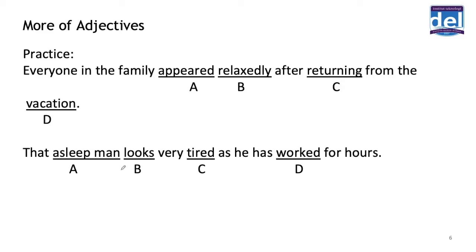Now it's time for practice. We must determine the wrong part. In the first one, the answer is B. You see here we've got appeared. Appeared is one of the linking verbs, right? And we agreed earlier that a linking verb should be followed by an adjective. While here we have an adverb. So this is wrong. It should be appeared relaxed.